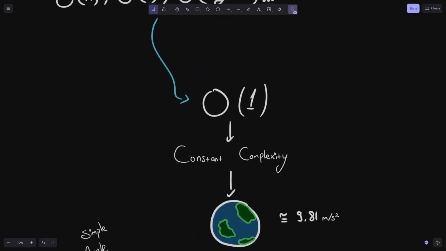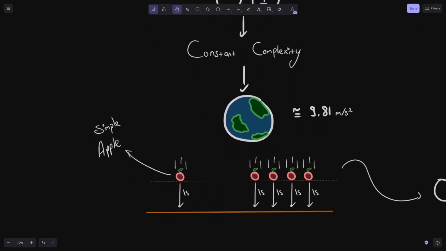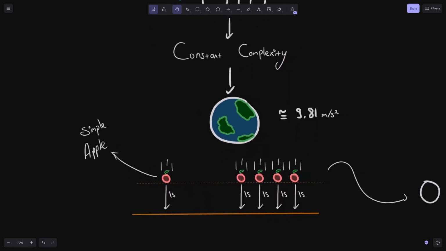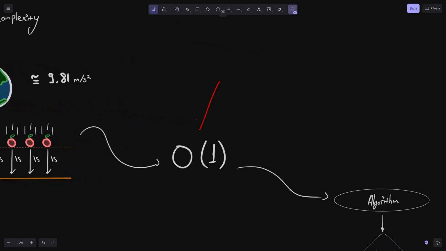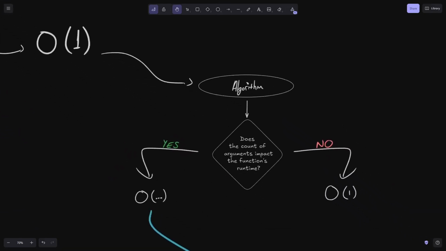So, what does O of 1 mean? It means that regardless of the input size, the algorithm will always take the same amount of time to execute. We can exemplify this with an apple that falls to the ground. No matter how many apples we have, when we drop one of them at any time t, it will take the same amount of time to fall to the ground. In fact, there is no difference between the falling of apples and fetching a value at a specific index from an array. Regardless of the number of elements in the array, the time complexity of fetching any element by index is constant.